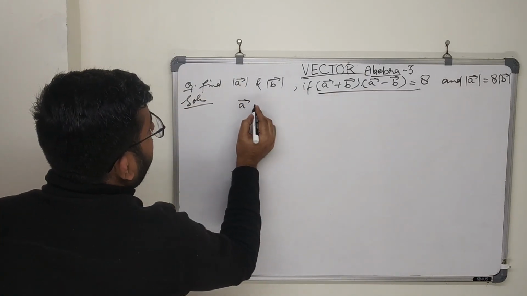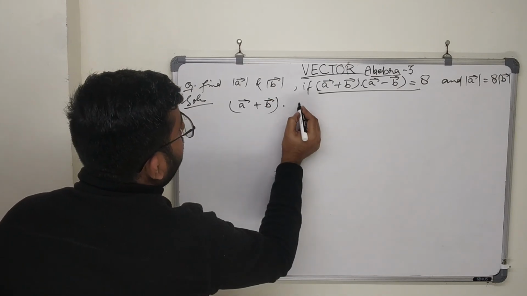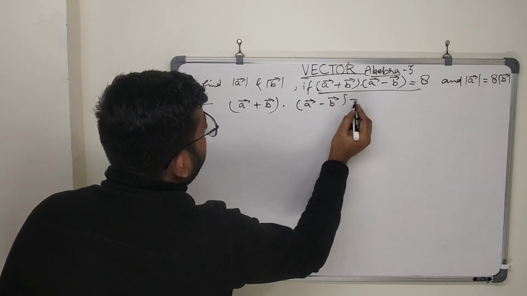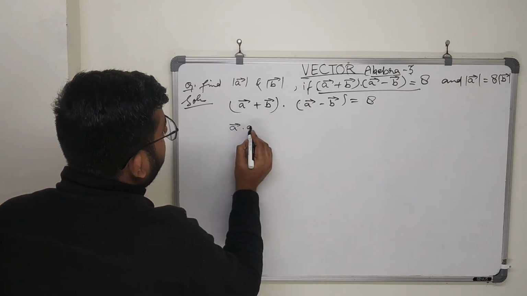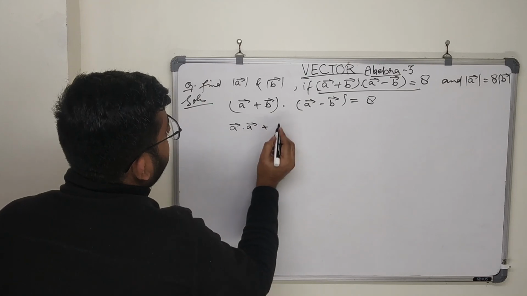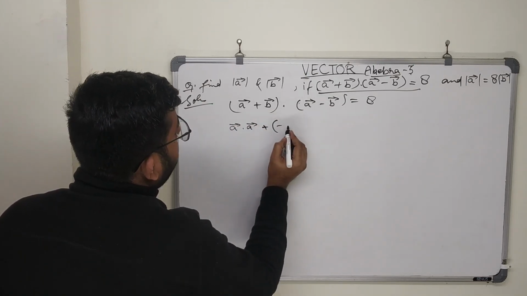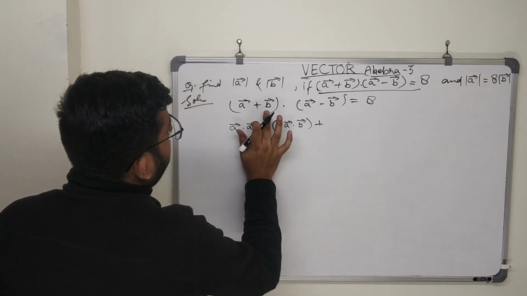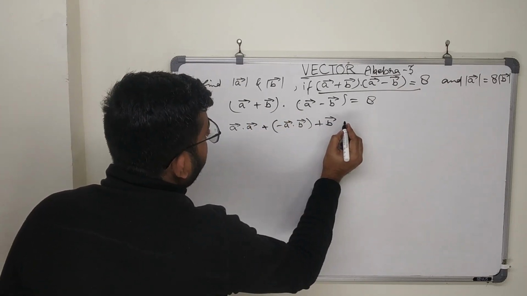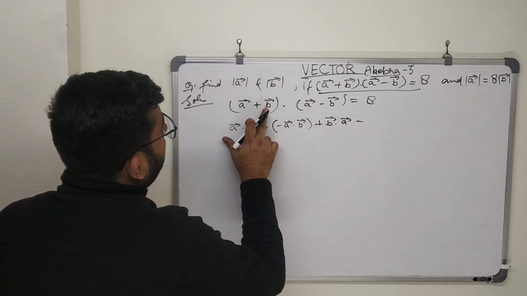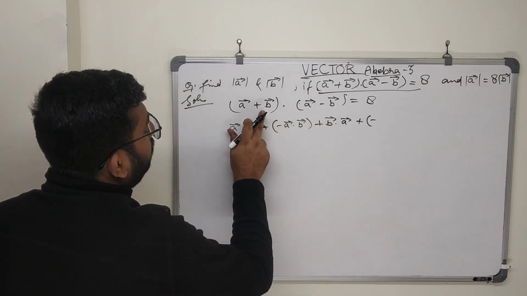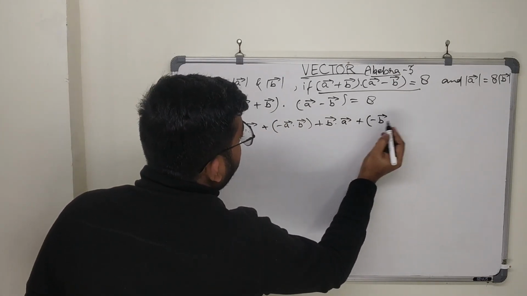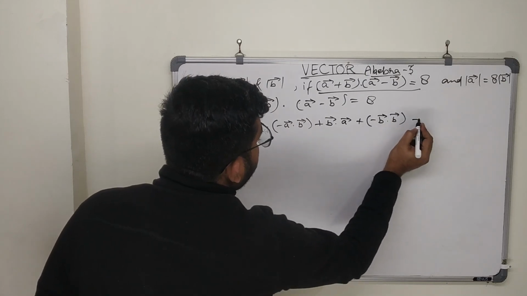That is a vector plus b vector dot a vector minus b vector equals 8. इसको एक्सपेंड करेंगे, that is a vector dot a vector, plus a vector dot minus b vector, that is minus a vector dot b vector, plus b vector dot a vector, plus minus b vector dot b vector, that is minus b vector dot b vector. This is equal to 8.